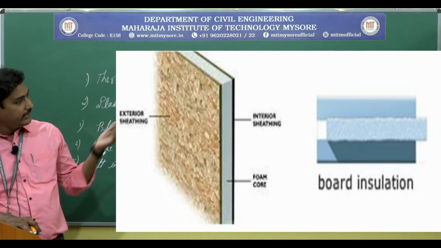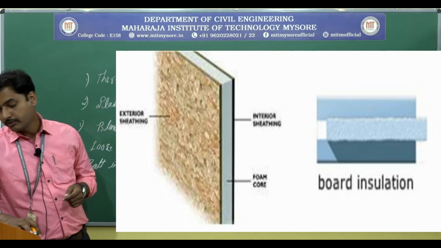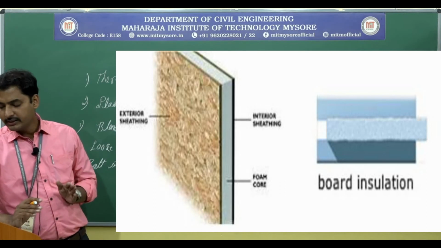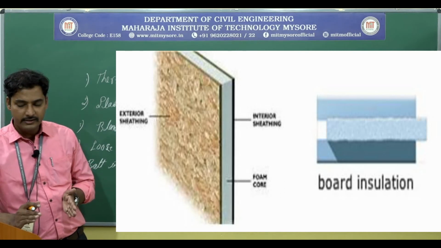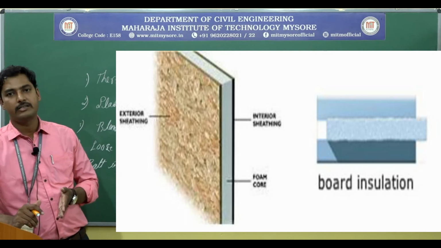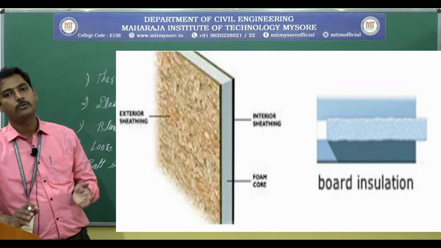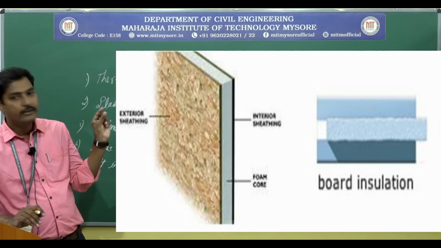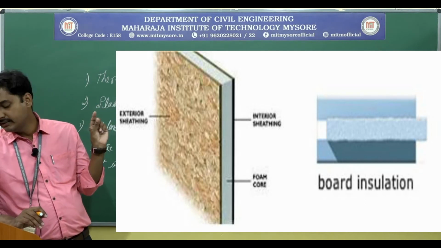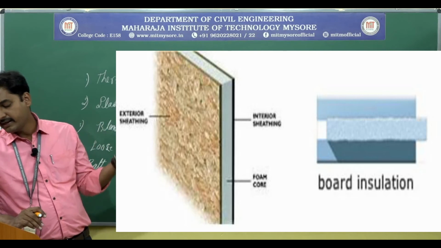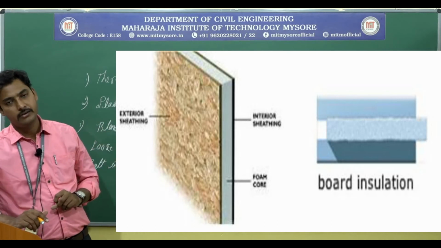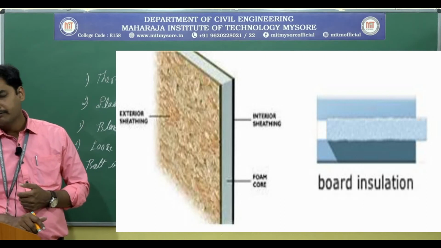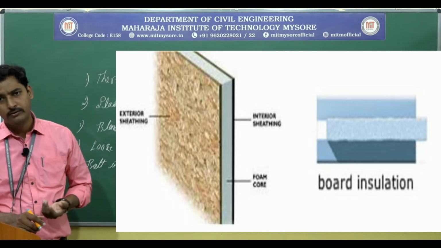So, we have an exterior sheeting portion as well as an interior sheet. In between these two, there is a foam core available, fixed using proper adhesives. This material fits between the interior and exterior sheeting portions, with varied thickness. The thickness may vary from 1 inch, 2 inch, 3 inch, and so on.